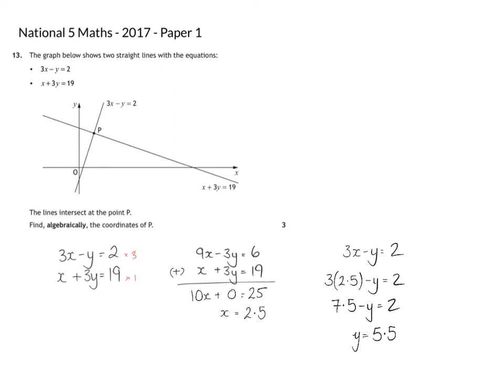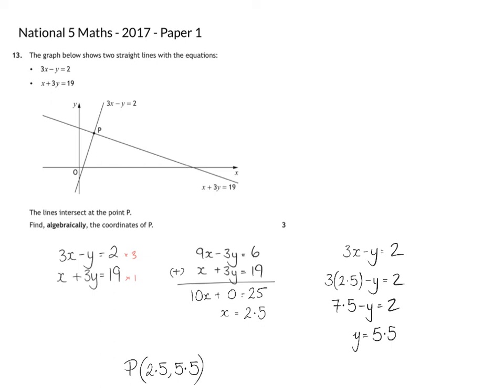So now it said, though, we need to find the coordinate of P. So we need to write this as a coordinate. So P is in fact in this case 2.5, comma 5.5.